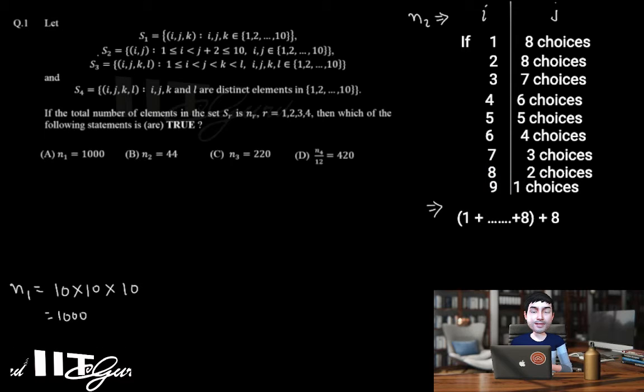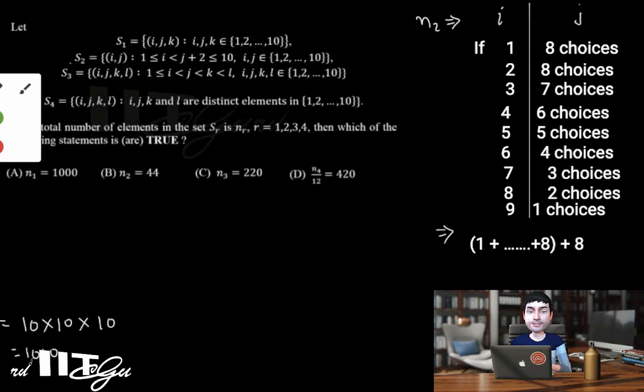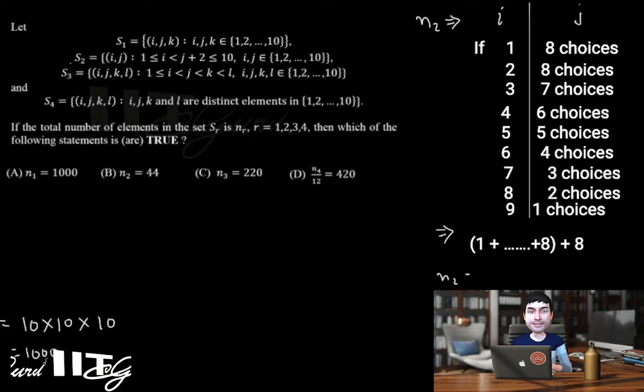As N2 we get here 36, that is 1 to 8. You can use sigma of 8, so 8 into 9 upon 2 is 36. So that is 36 plus 8, which is equal to 44. So this option is also correct.